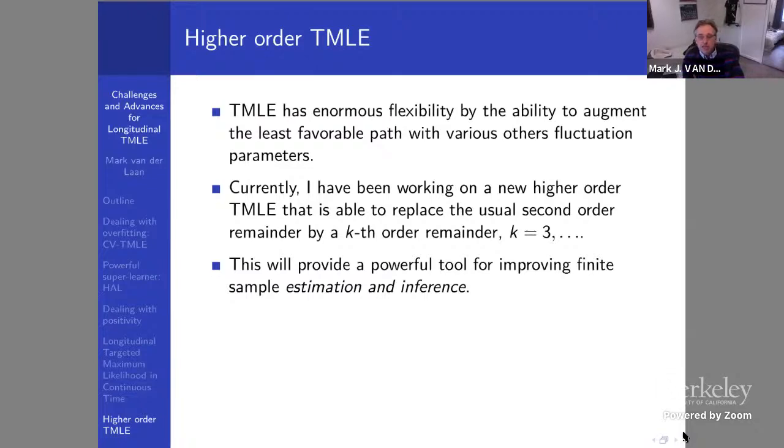And of course, as the dimension of your covariates grows, even though asymptotically that's true if you use highly adaptive lasso, in finite samples this term might start dominating. And so the question is, is there a way to create a TMLE where that second order remainder is replaced by a third order remainder or a fourth order remainder?